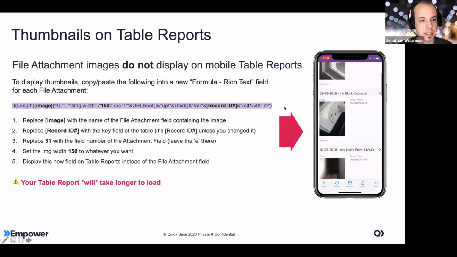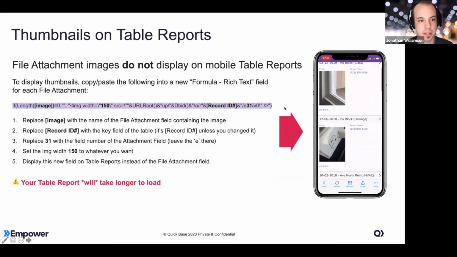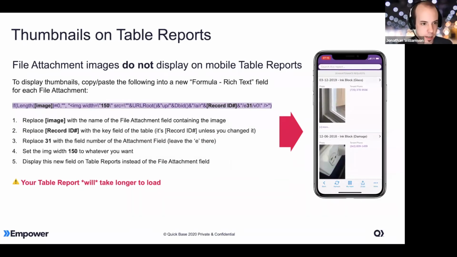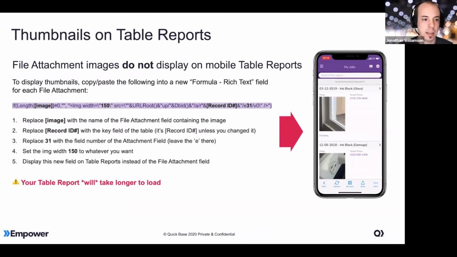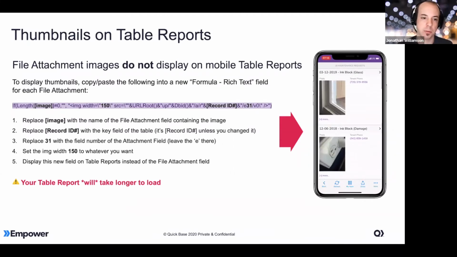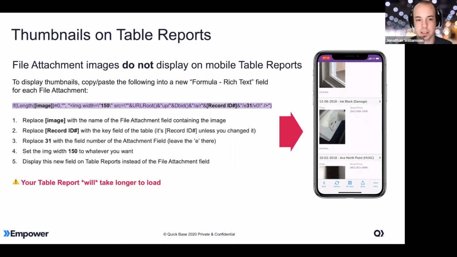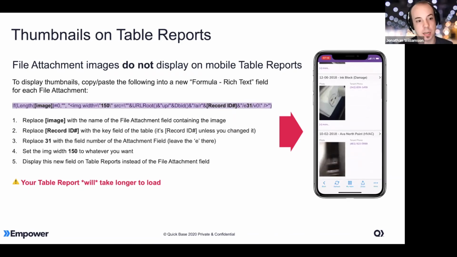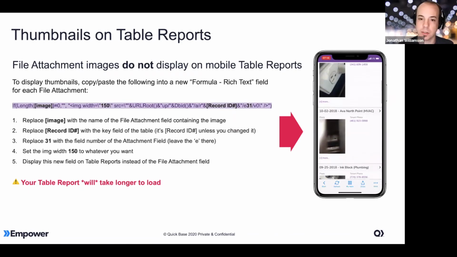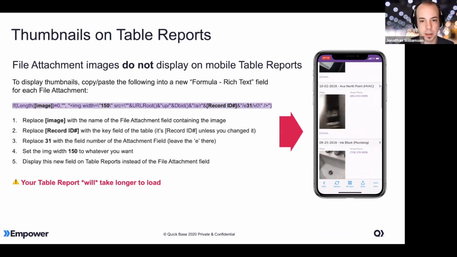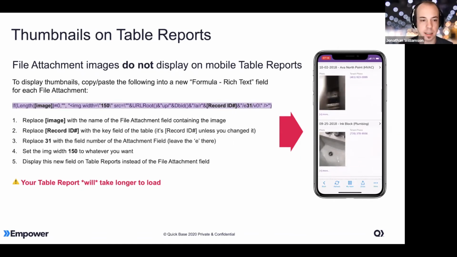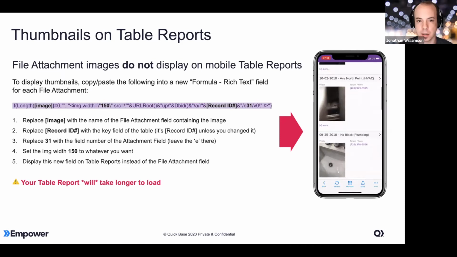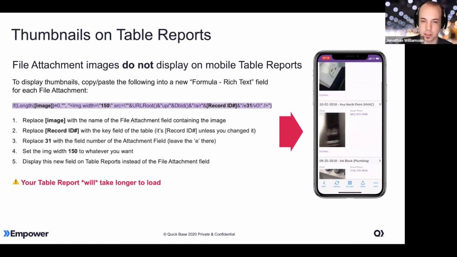But you can copy this and replace image with your file attachment field, and then replace these other elements to whatever you would like them to be, and then display this new field on the table report instead of the actual file attachment field. Now note, this table report will take longer to load because it loads all of these images from the server, but in many cases that is a sacrifice that people are willing to make to allow people to quickly identify the records that they need to click.